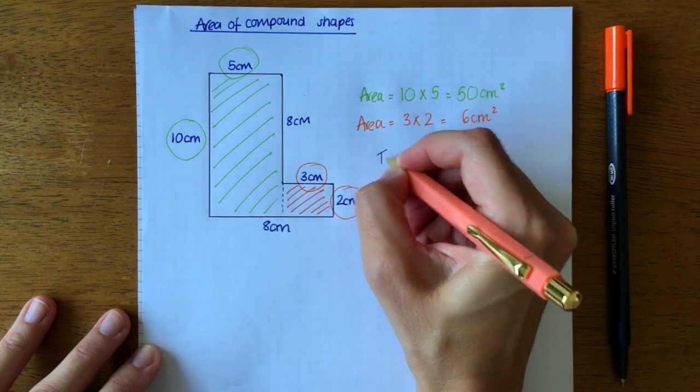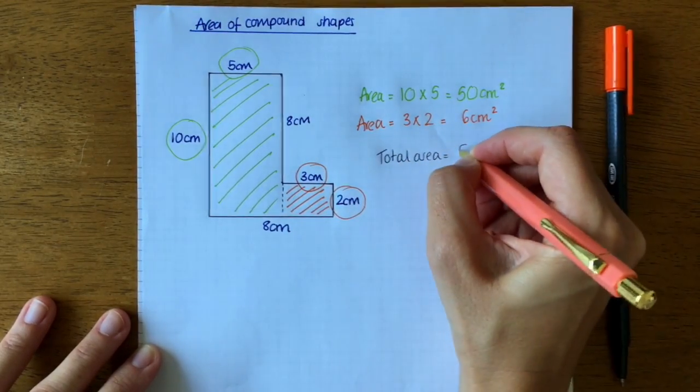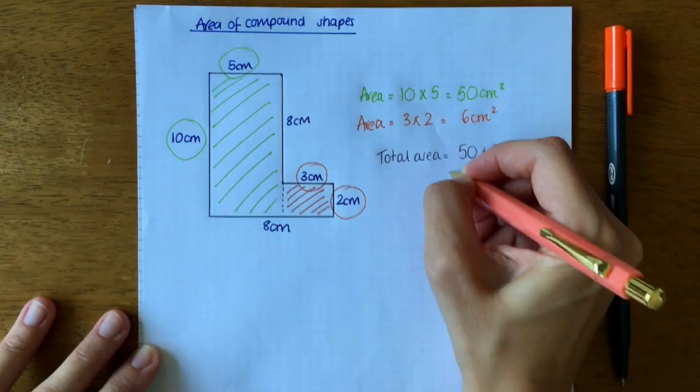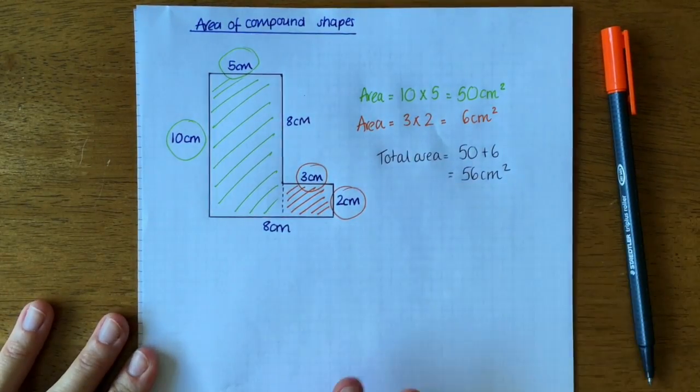And all I do now to find the total area is add my two numbers together. So the total area is 56 centimetres squared, okay?